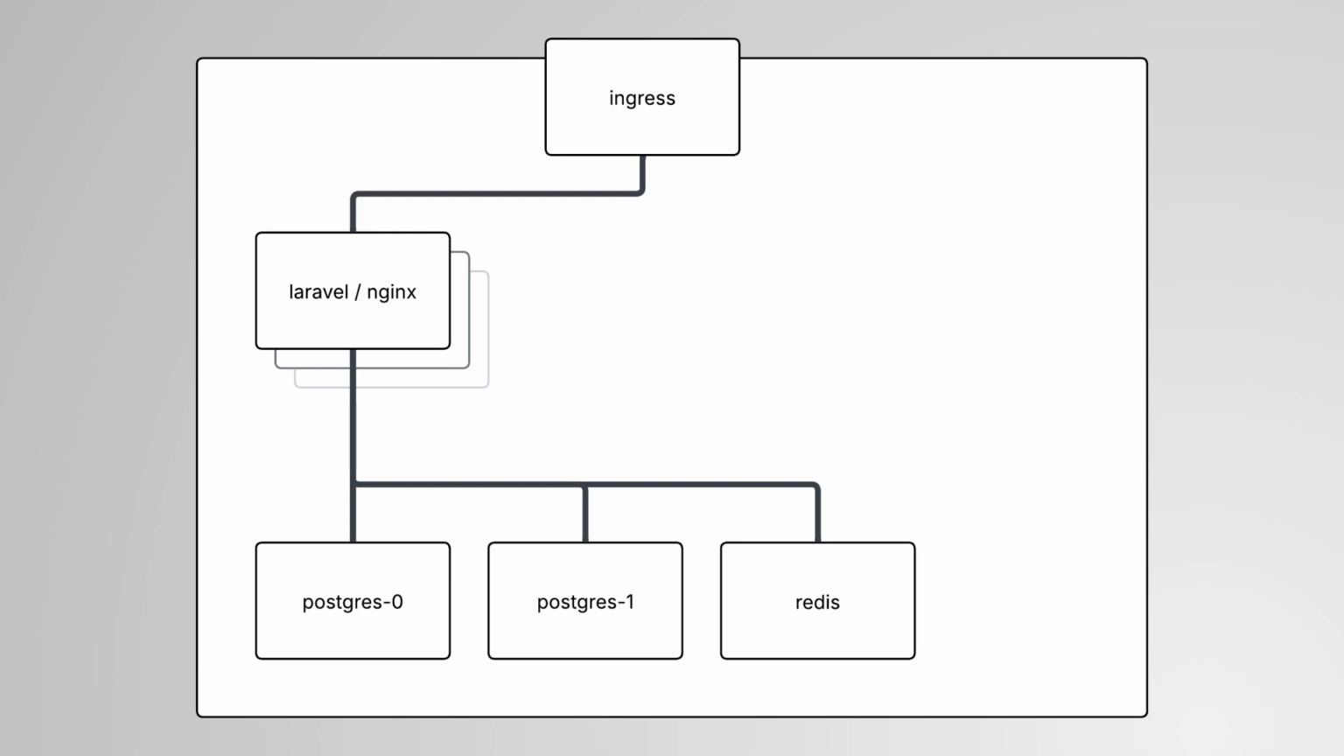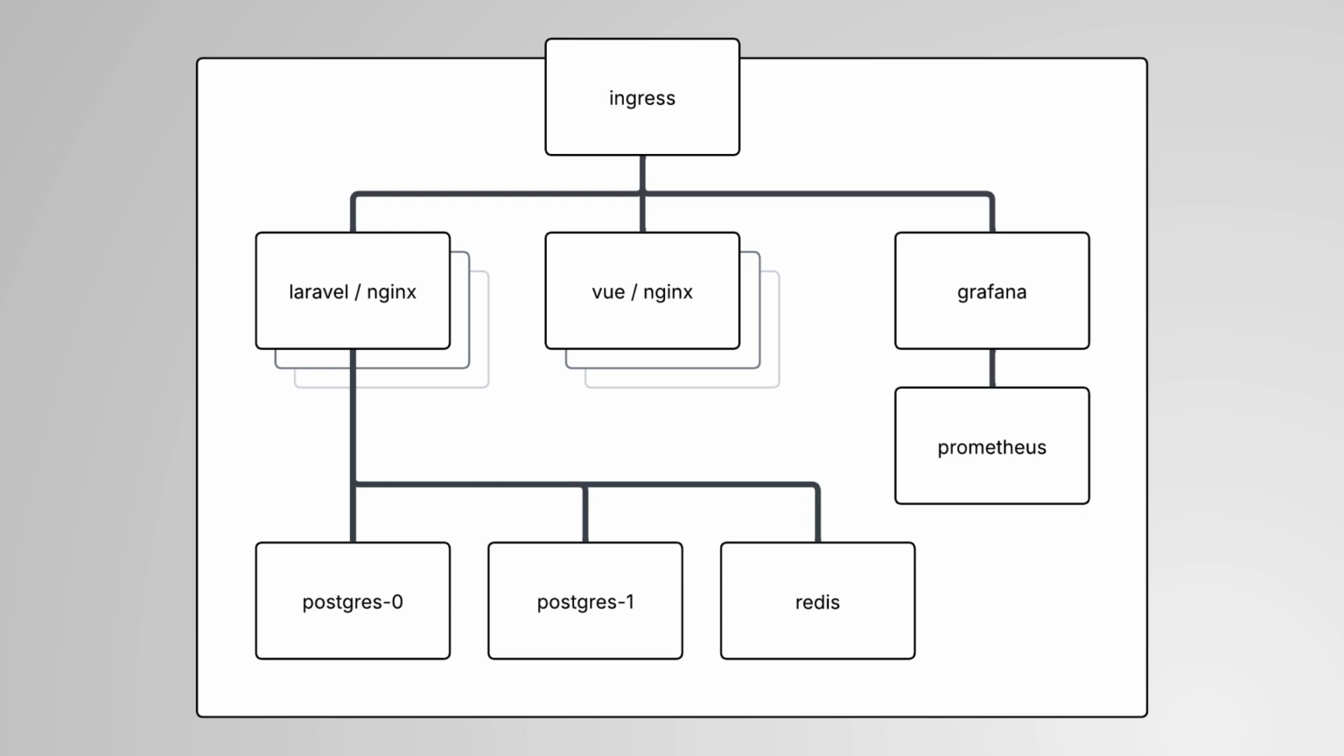For cache, we're using Redis. And of course, there's the Vue frontend, which is mostly decoupled. It could be hosted here or anywhere else. And finally, all these components are scraped by Prometheus, and Grafana molds that data into dashboards, which are also accessible through the Ingress controller.